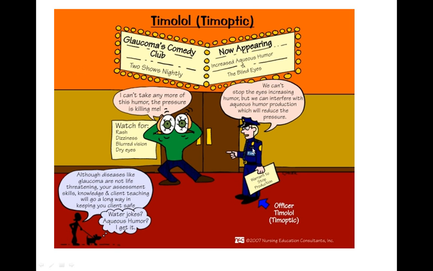Right over here, look at what this policeman says. This is important. He says we can't stop the eye's increasing humor, but we can interfere with aqueous humor production, which will reduce the pressure. In other words, this drug stops more from being produced. It doesn't help it to drain better. So you want to remember which drugs have which purpose. Some of the drugs for glaucoma help the system to drain better. Timolol is one of those that actually helps it to stop being produced.